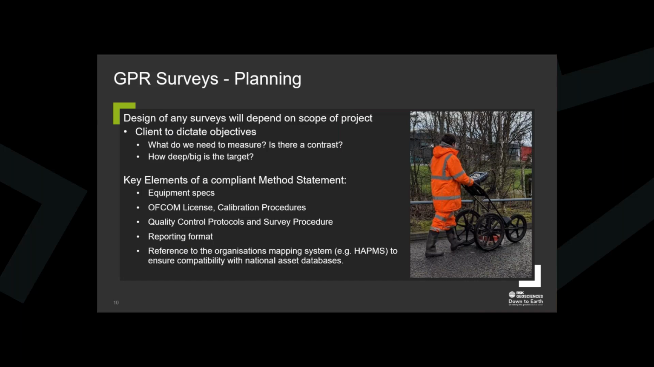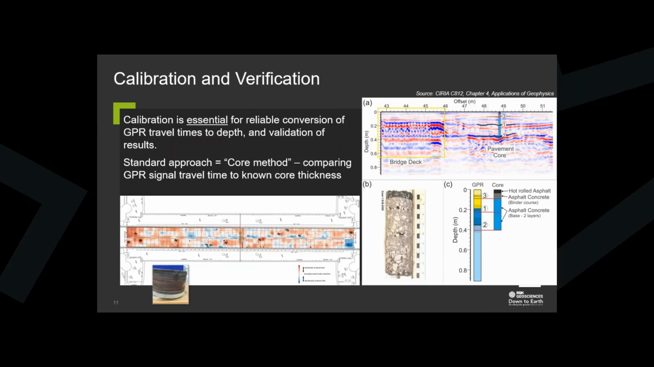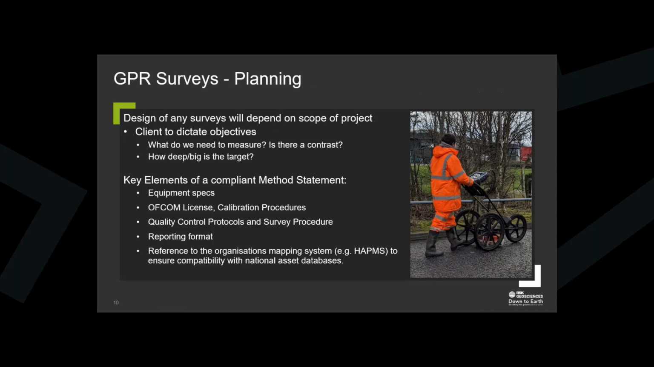So planning. Right at the start, we need information from the client on what they want the GPR survey to achieve. So that would include the objective. Do they want information on layer thicknesses, anomalous zones such as moisture ingress, buried utilities, or all of the above? How much of the road needs surveying? Could just be a single bridge deck or several kilometers between junctions.